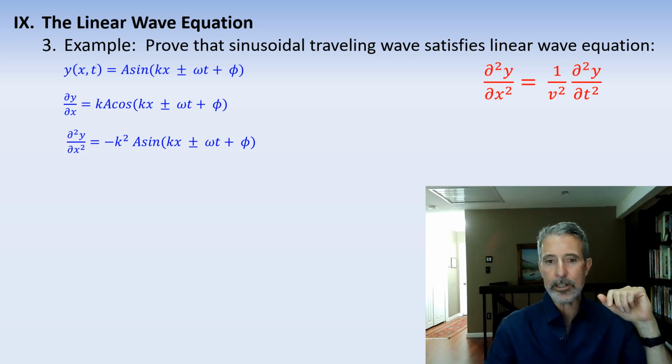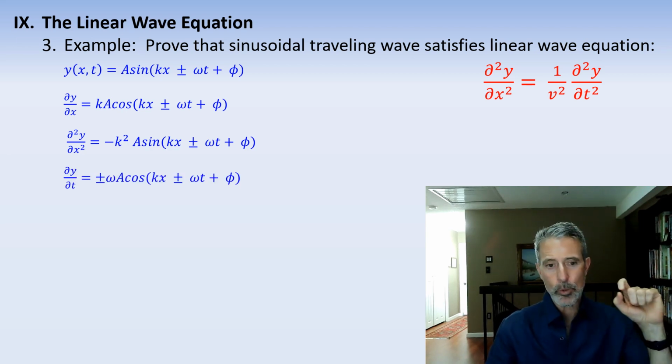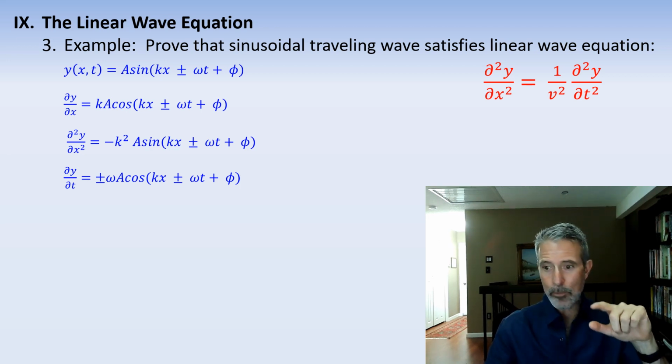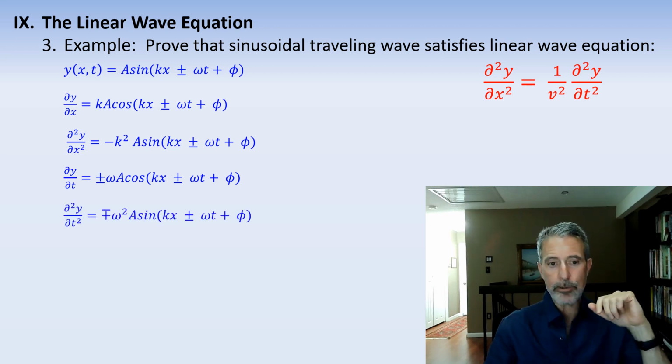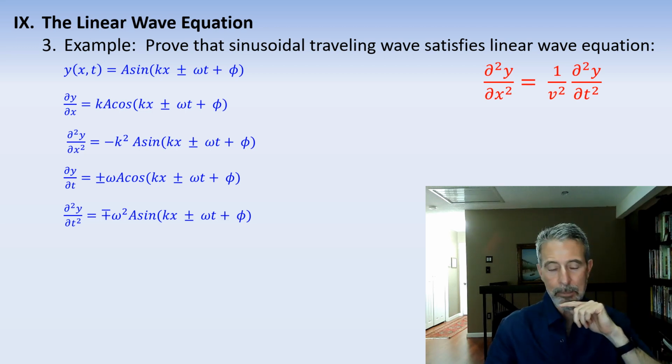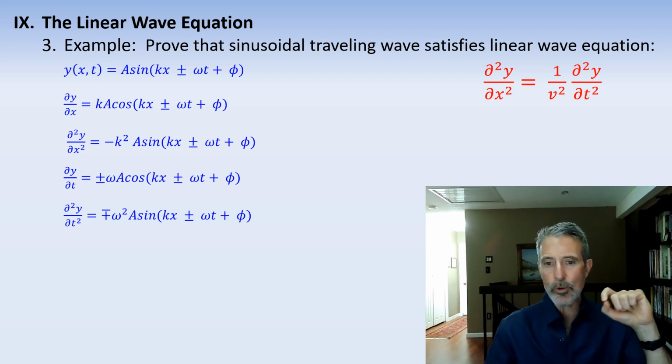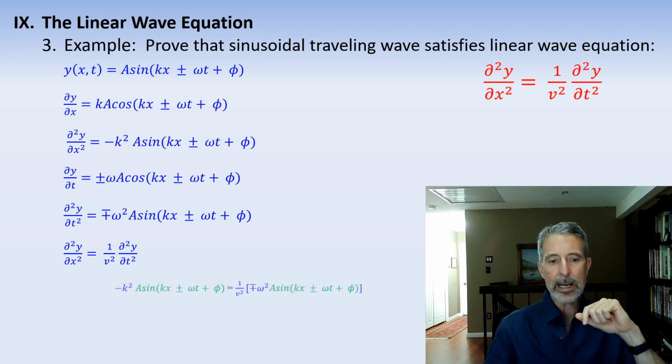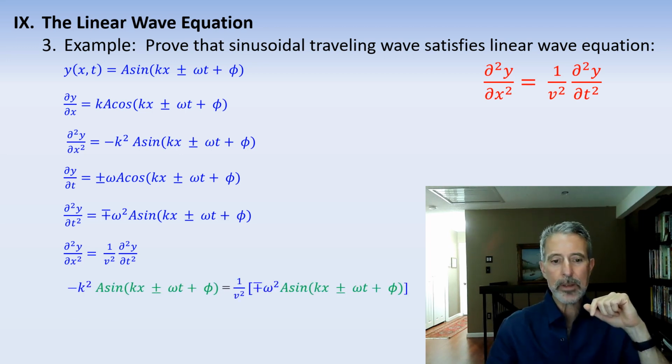Let's now turn our attention to the variable time. So we'll differentiate the wave function with respect to time. Again, that turns our sine function into a cosine function multiplied by the constant in front of time, which is omega. We'll again differentiate a second time to get the partial second derivative. That turns our cosine function into a negative sine function multiplied by this constant omega again. So we're now ready to plug into our linear wave equation. Let's plug what we have here into the equation.